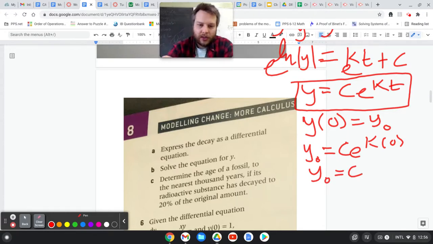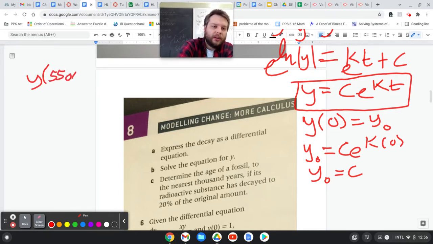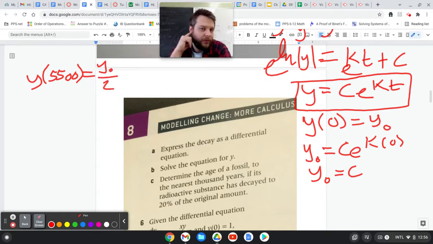And then we can use the half-life information. We were told the half-life was 5,500 years, which is our carbon. I think that's pretty close for carbon-14. Don't quote me on that. So that would mean that y of 5,500, because that's t for years, is equal to the initial amount divided by 2. Or you could have written 0.5 or 1/2 of y0.